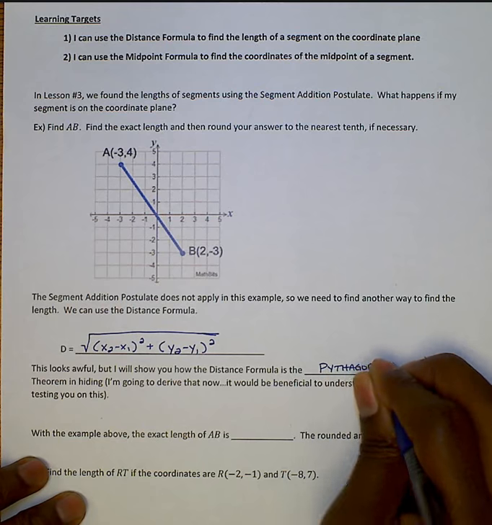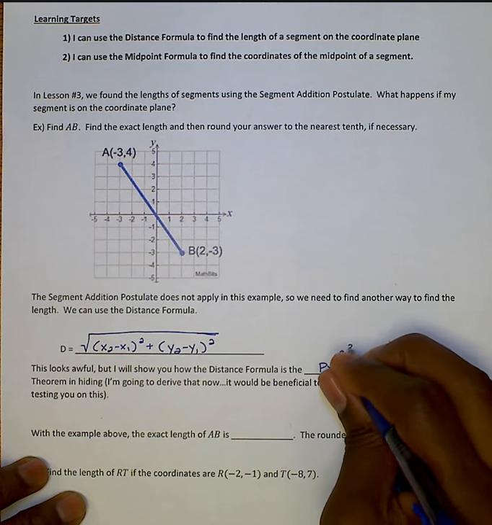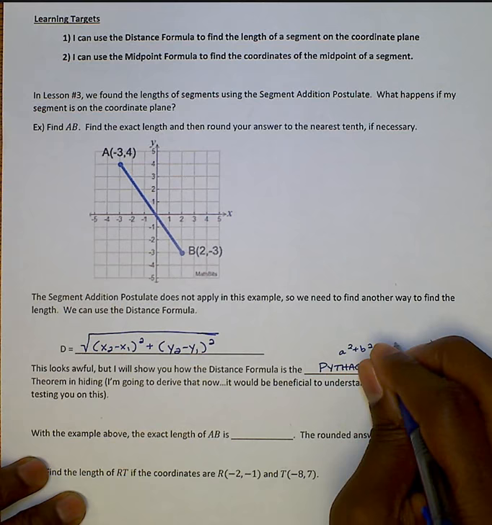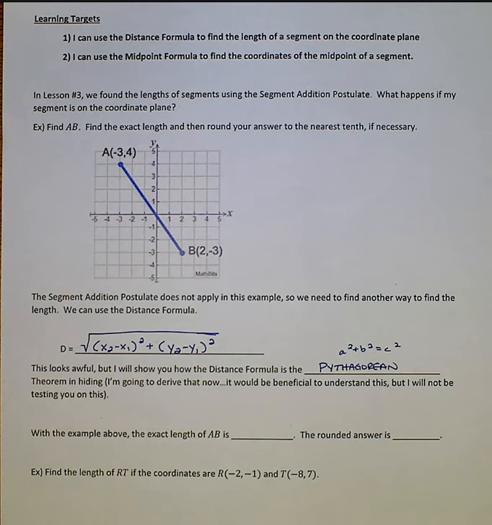Forgot what the Pythagorean theorem is? a squared plus b squared equals c squared. Okay, I'll show you how the distance formula is the Pythagorean theorem. I'm going to derive it, but you won't be tested on this. But it's kind of nice to see what it is and how you could use it. First, I'm going to show you using the distance formula, finding the distance of this.